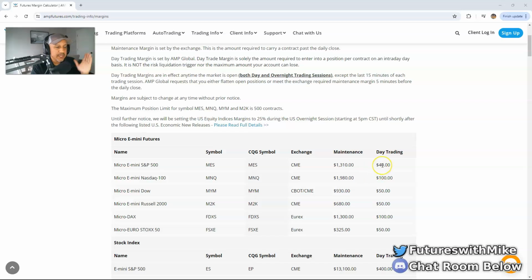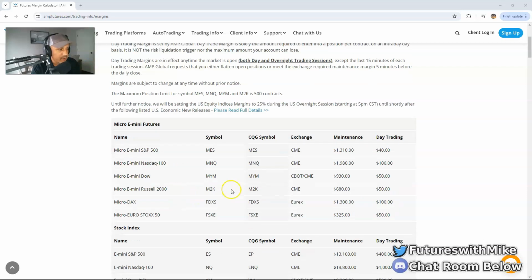All right. So for day trading and intraday trading the micros, it only costs $40 per contract, which means you have to have at least that amount in your account to trade one contract. For every additional contract, you have to have an additional $40. Below that are the amounts for the day trading margins, or intraday trading margins, for each of the contracts you see right here when we get into the micros.